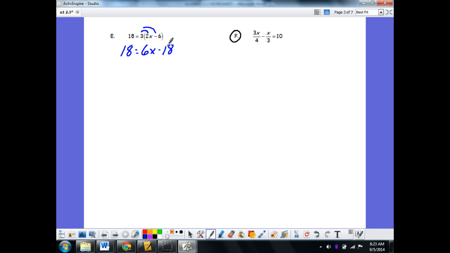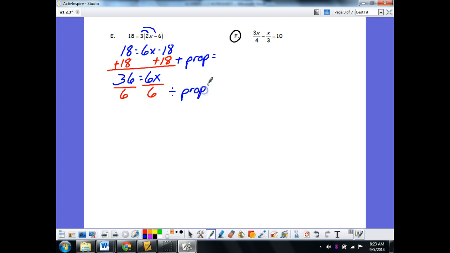And then we're going to use the addition property of equality to move the 18 away from the x. That is the addition property of equality. So we have 36 is equal to 6x. Then we're going to use the division property of equality to get the x by itself. That is the division property of equality. So then x is equal to 6.